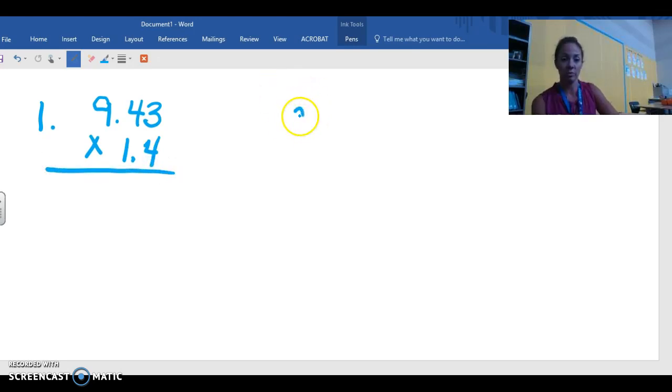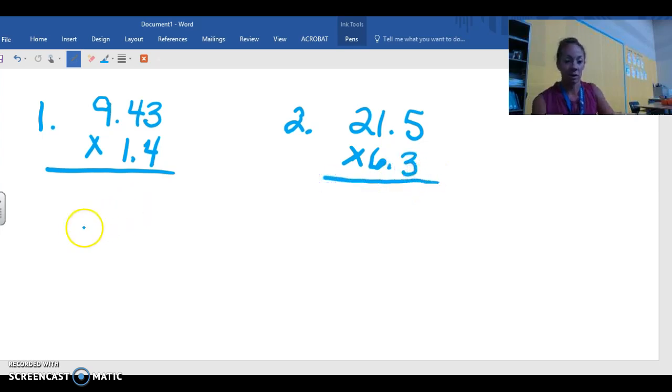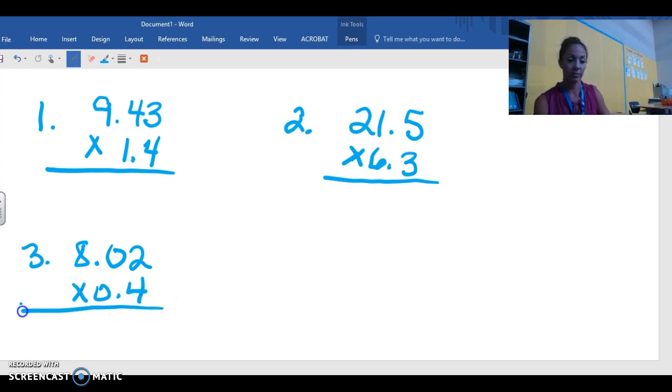Number 2 is 21 and 5/10 times 6.3. Number 3 is 8 and 2 hundredths times 4/10. And number 4, that one is 3.8 times 4. So make sure you show all of your work.